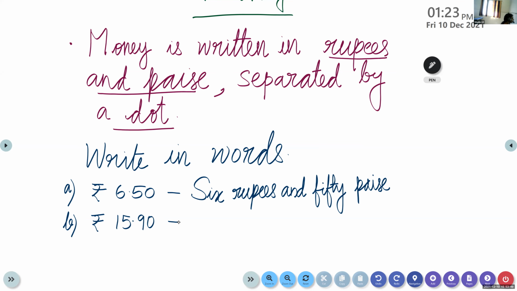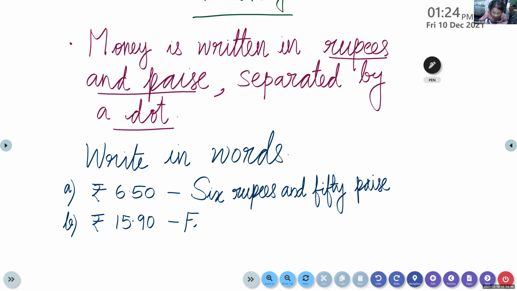Madhav, tell me second one. How many rupees and paisa? 9 rupees. How many rupees? Is it 9? Please be quiet. Madhu, tell me the answer. It's written rupees symbol, then 15.90. So money is written in rupees and paisa separated by a dot. Before the dot, it is rupees. After the dot, it is paisa. So how many rupees are here? 15 rupees. Then from where did you get 9 rupees?